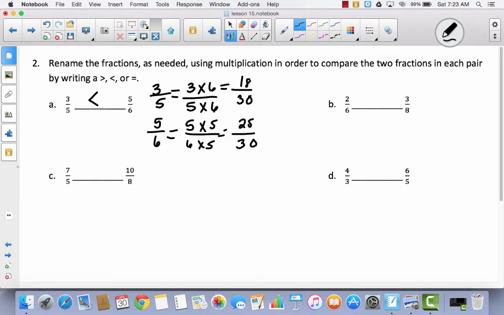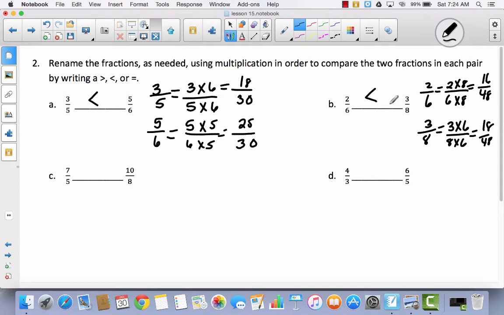All right, let's try B. Again, if you think you can do this one all by yourself, go for it. All right, so I've got 2/6 and 3/8. I'm going to take my sixes and multiply them by 8. I'm going to take my eighths and multiply them by 6. And now I have a common denominator. I have 16/48ths and 18/48ths. So because 16 is less than 18, 2/6 is less than 3/8.